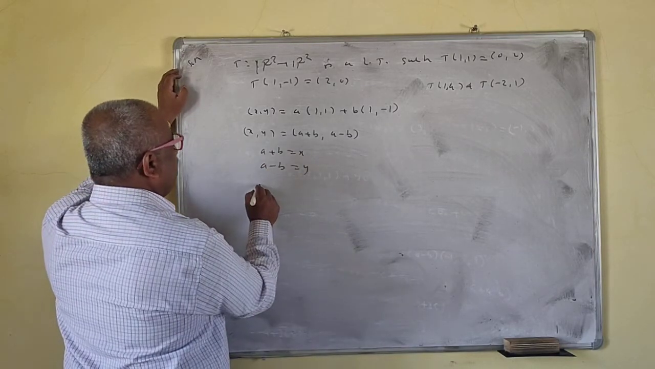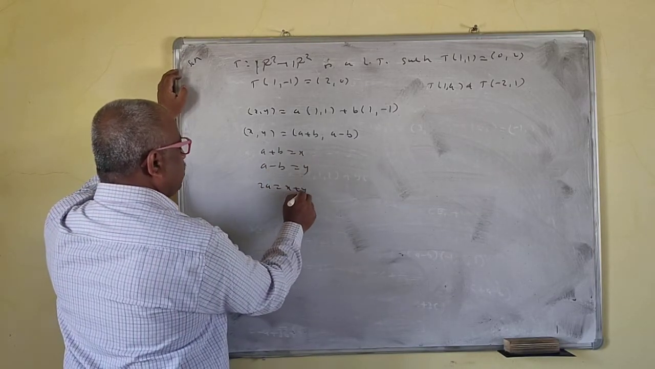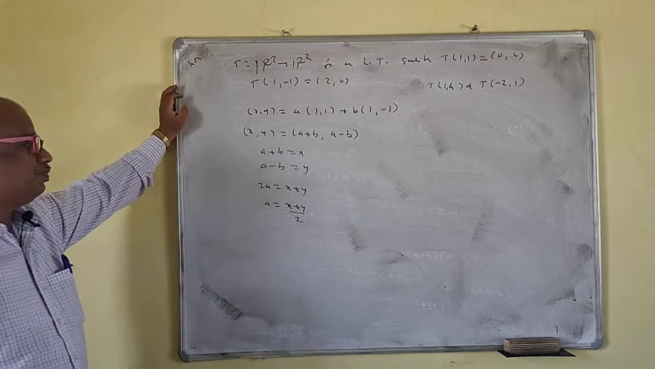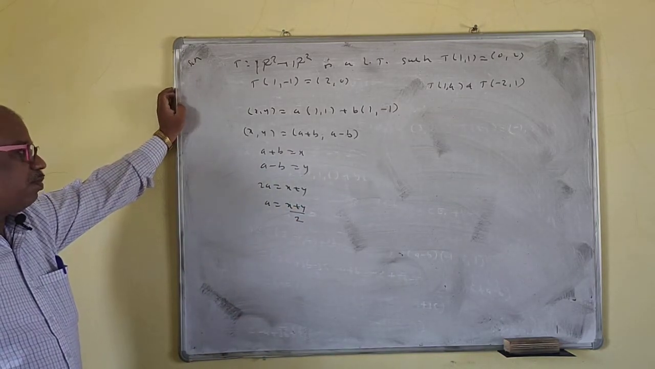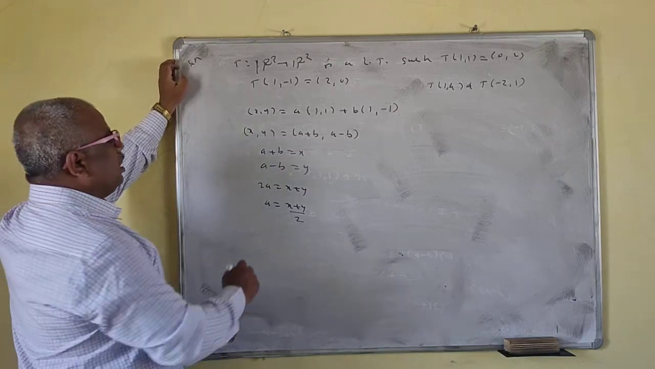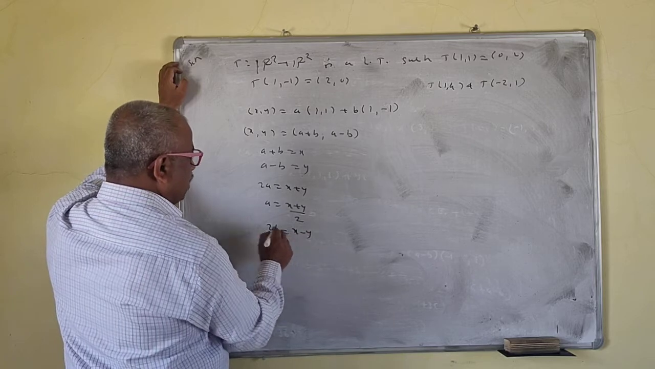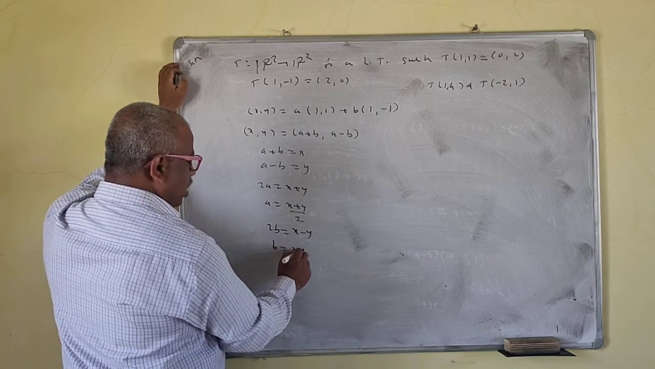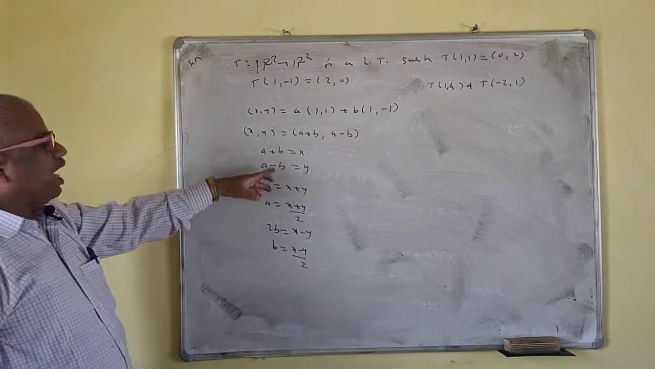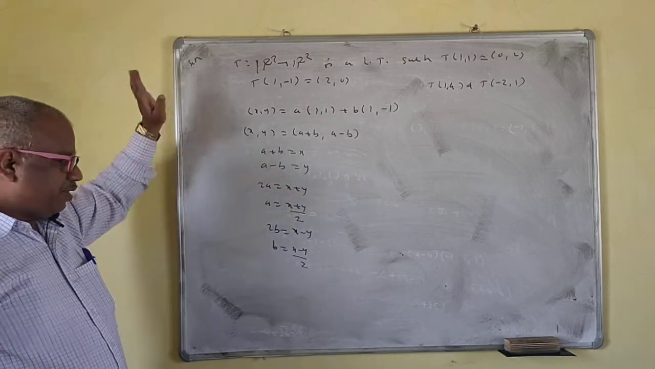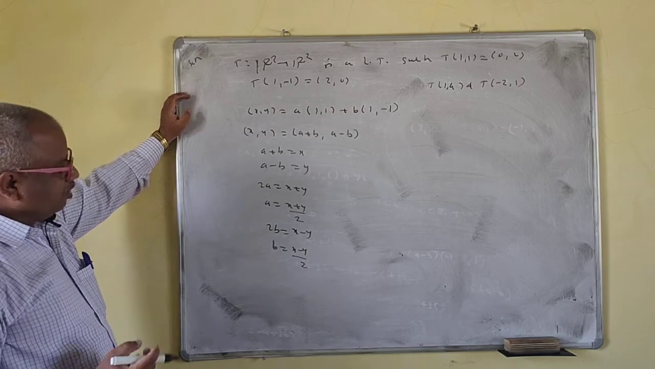Easily you can get: twice a is equal to x plus y, so a is x plus y upon 2. Then, just subtracting, twice b is equal to x minus y, so b is x minus y upon 2. Just by adding, because the coefficients are the same here, you get this; just by subtracting we get this a and b.